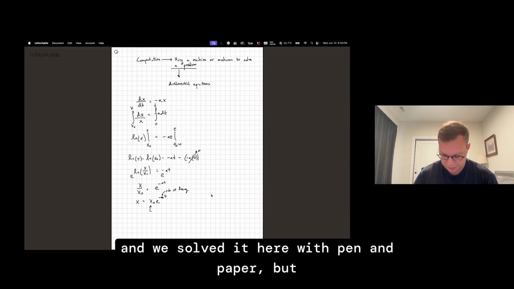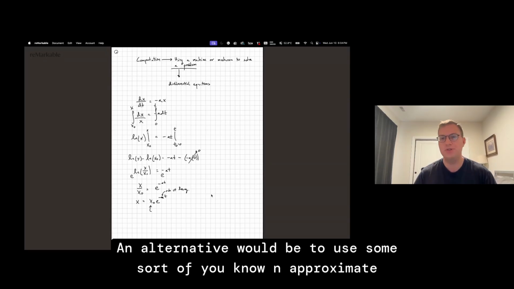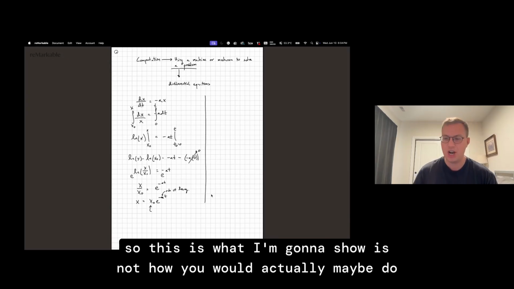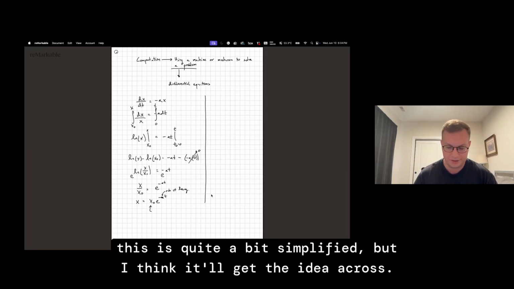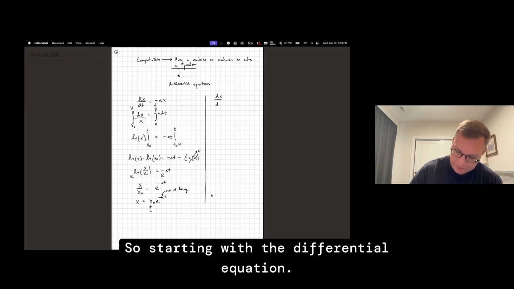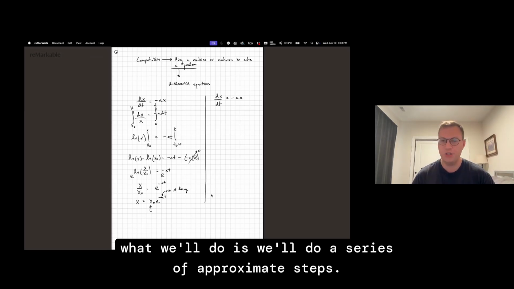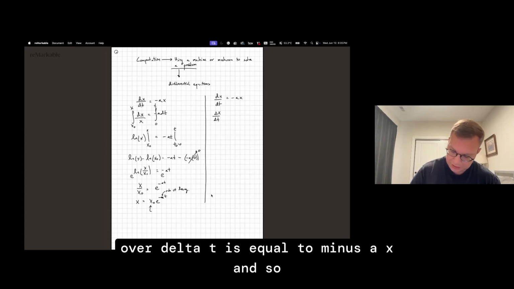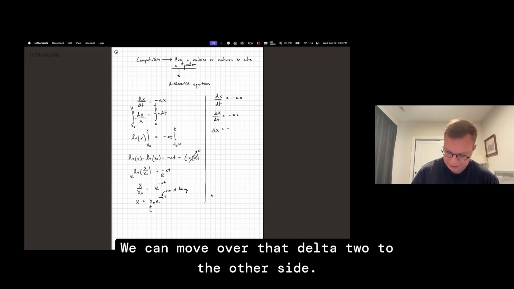And we solved it here with pen and paper, but an alternative would be to use some sort of approximate numerical scheme. What I'm going to show is not how you would actually maybe do it. This is quite a bit simplified, but I think it'll get the idea across. So starting with the differential equation, what we'll do is a series of approximate steps. Instead of solving for dx dt, we'll solve for delta x over delta t is equal to minus ax. And so we can move that delta t over to the other side.